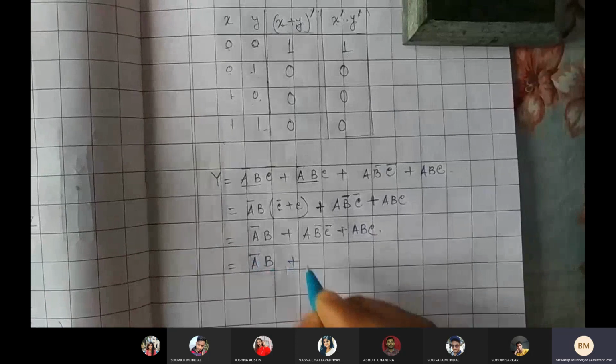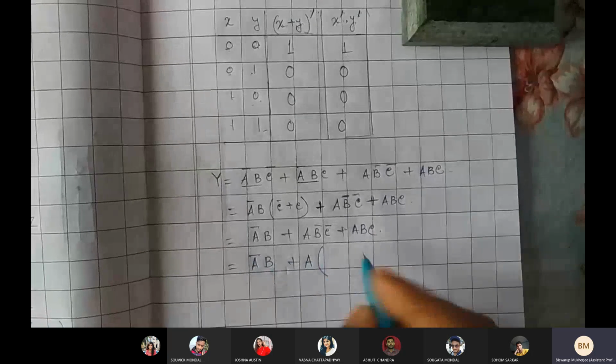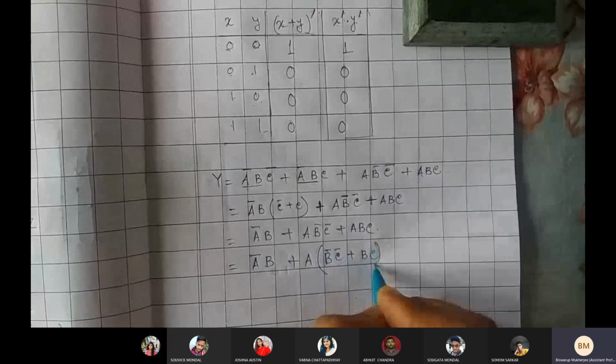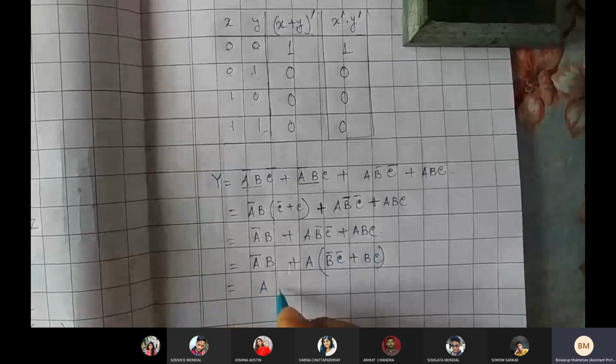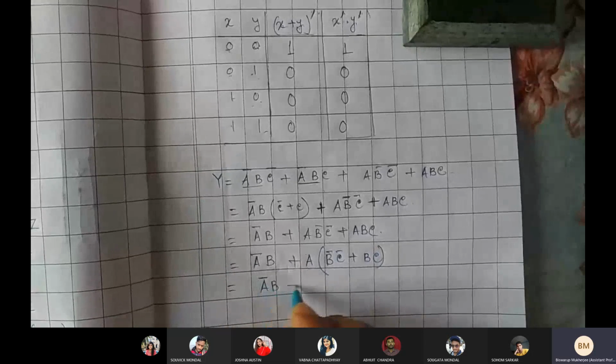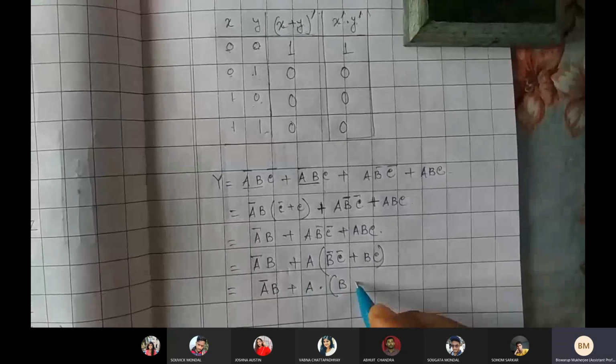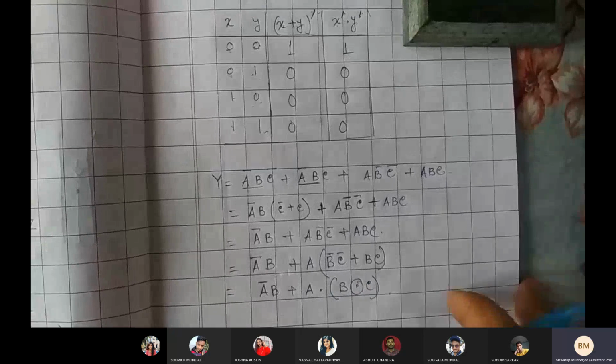You can think of it like this also, by taking common. The rest of the part is b bar c bar plus bc. So what you can write it down as a bar b plus a dot (b XNOR c). So you can write it down like this also. This can be the Boolean minimized version.